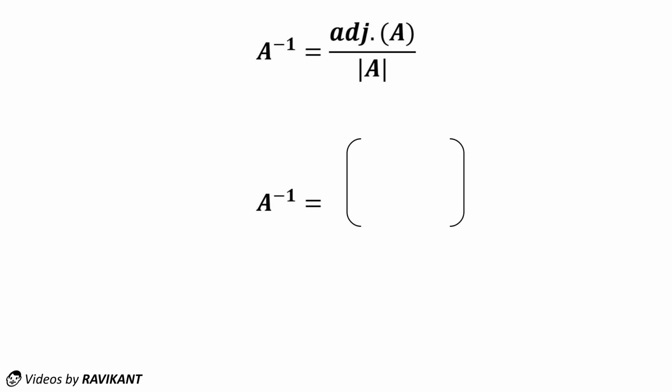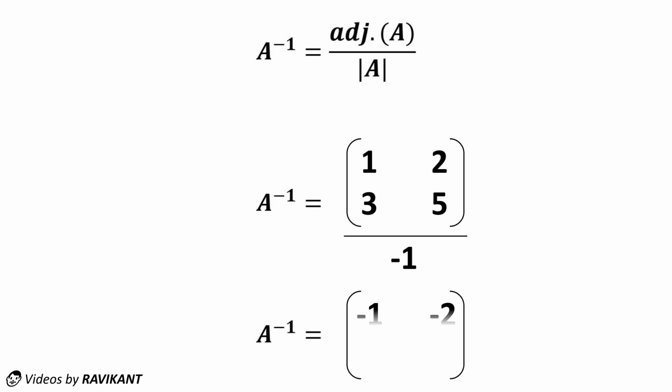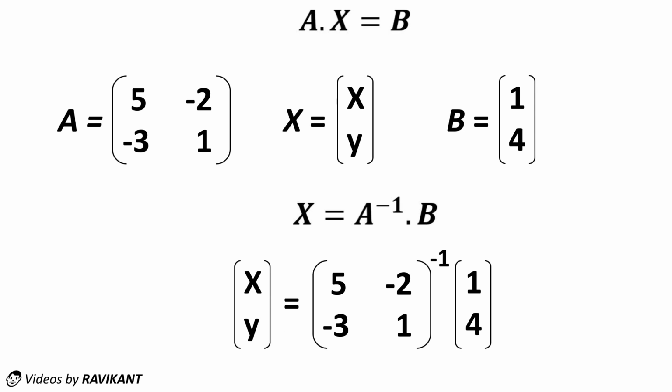Now divide both values. Then we have the following equation. After dividing by minus 1 the whole matrix, we get our inverse matrix, which is given by this equation. So we have calculated A inverse. Now put the inverse matrix in this equation. Then we have the following equation.